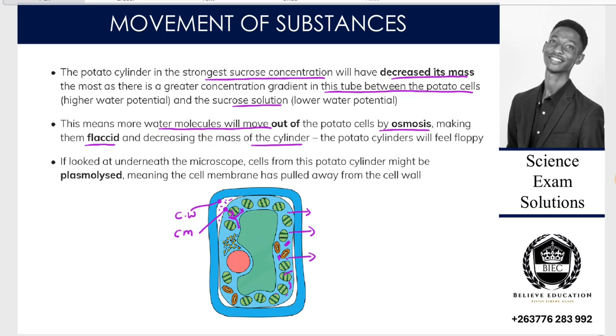So the cell would feel floppy, and it is described as what? As flaccid. If looked at underneath the microscope, the cell from the potato cylinder might be plasmolysed, meaning the cell membrane has pulled away from the cell wall. Plasmolysed would mean that the cell membrane has been what? Pulled away from the cell wall. Are we together?